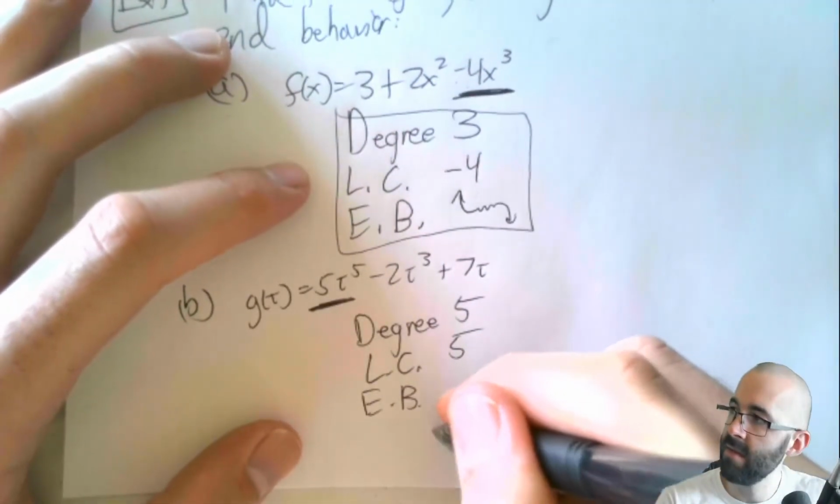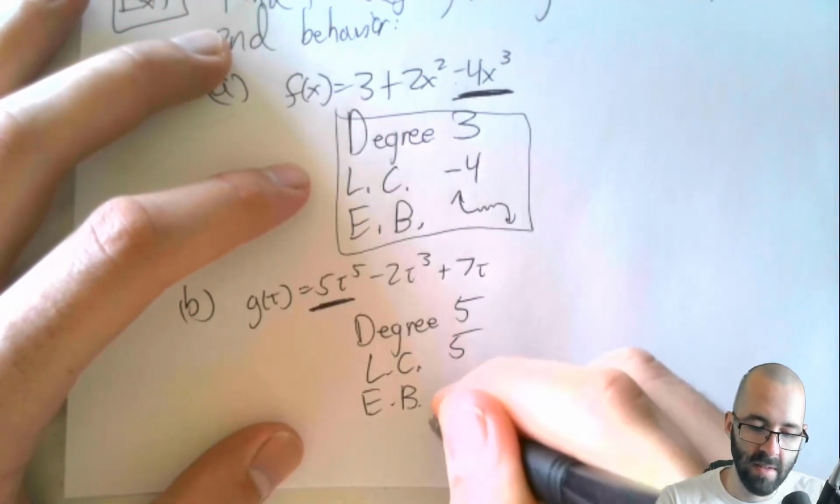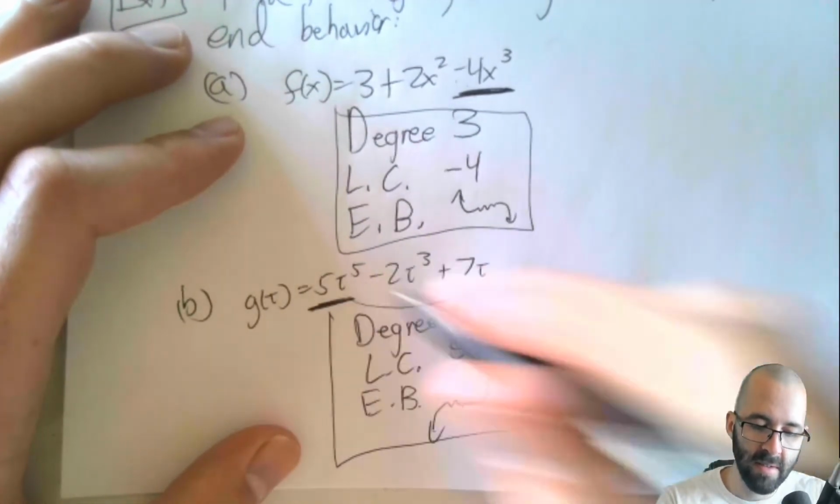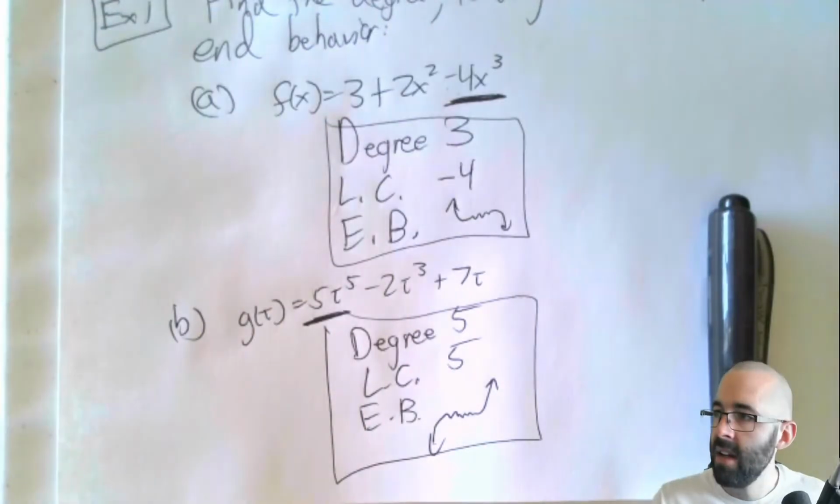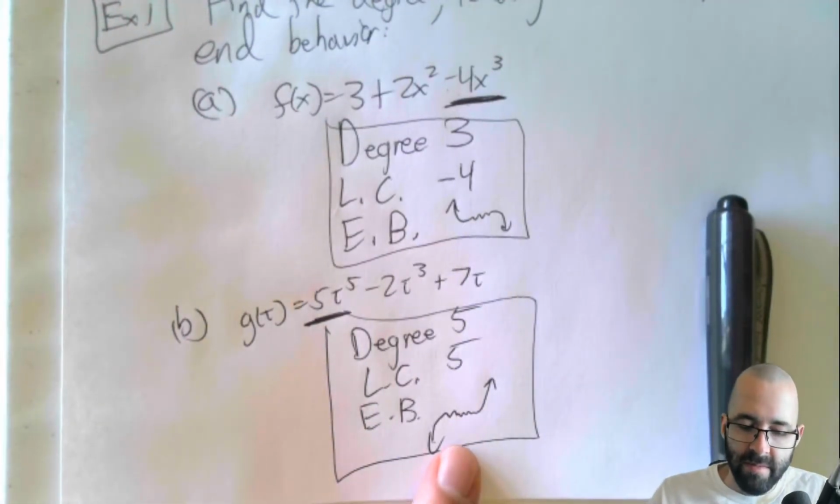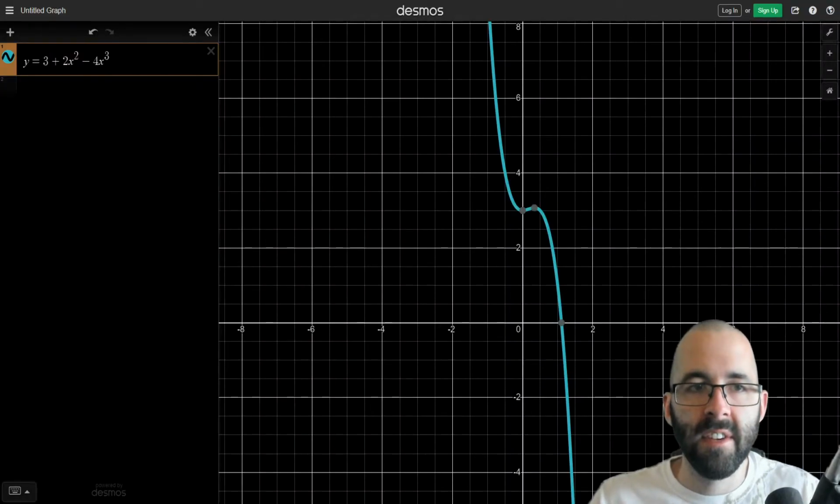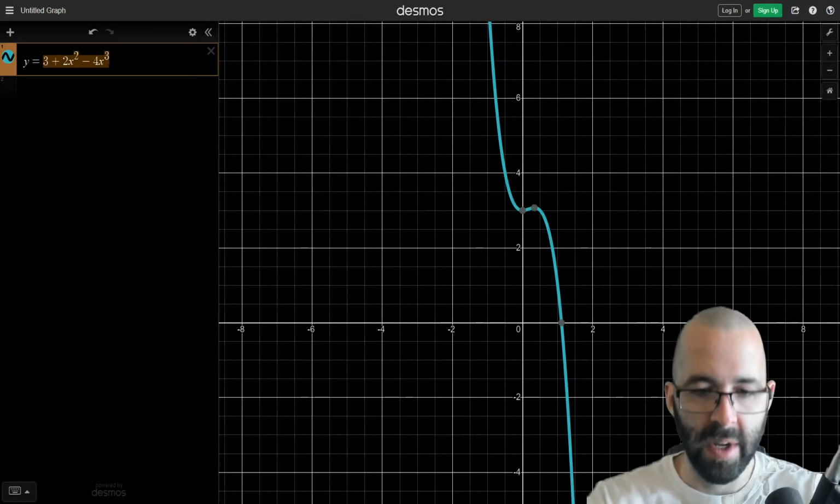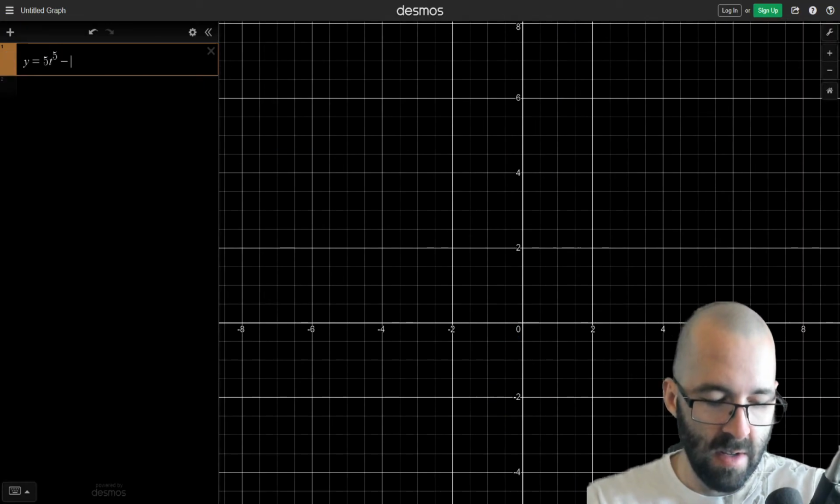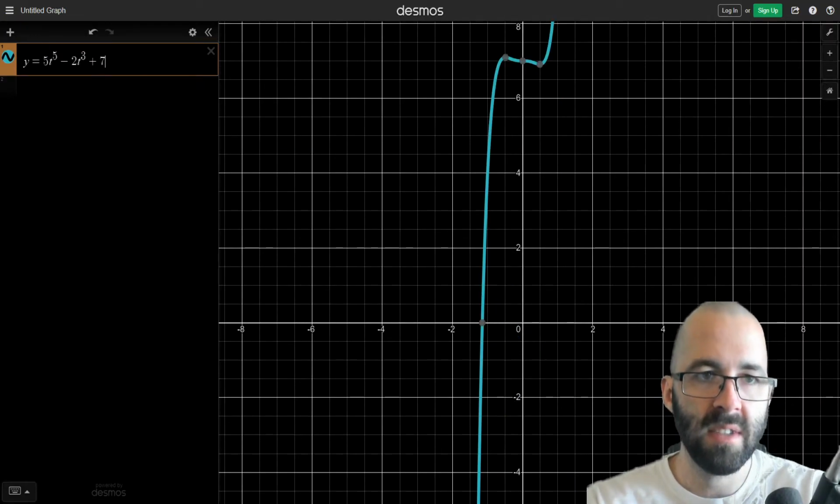It should look like that. Let's see if our answer is correct. We'll plot it. So it should go kind of like a cubic function at the ends. All right, so we got g of t is equal to 5t to the 5th minus 2t cubed plus 7t.